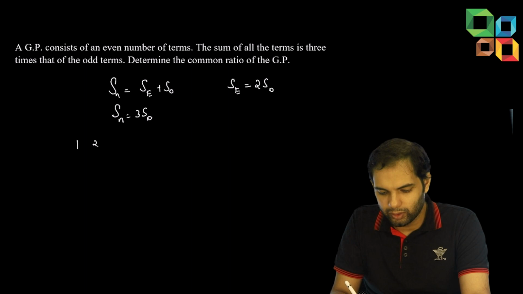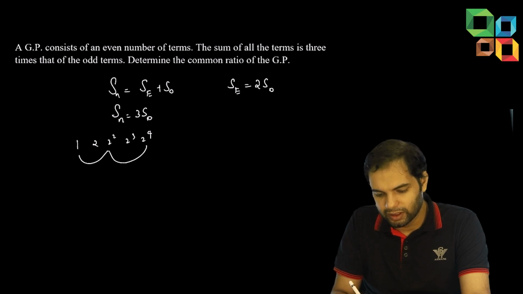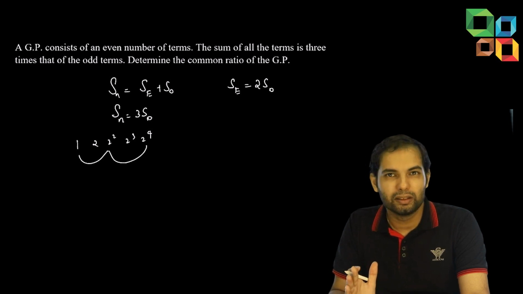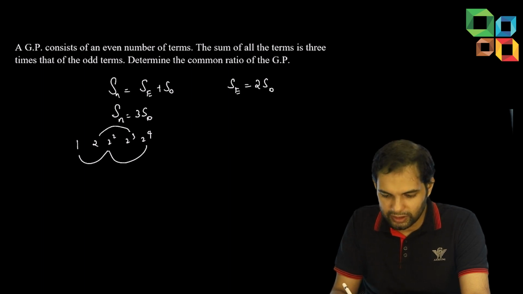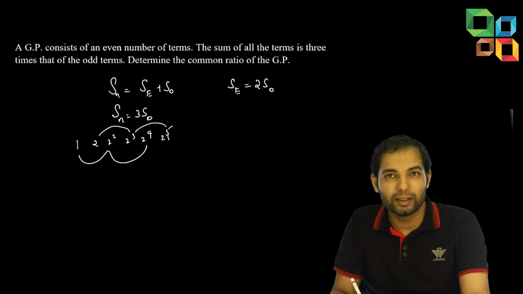Say 1, 2, 2 square, 2 cube, 2 power 4. So suppose I take only the even terms and the odd terms separately. Look at the odd terms. Isn't the common ratio r square? It's still in a GP. What about the even terms? Even terms also, you can see the next is 2 power 5. So again, even terms also have common ratio r square, isn't it?